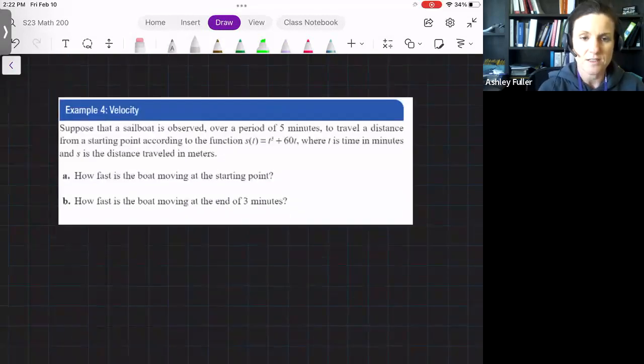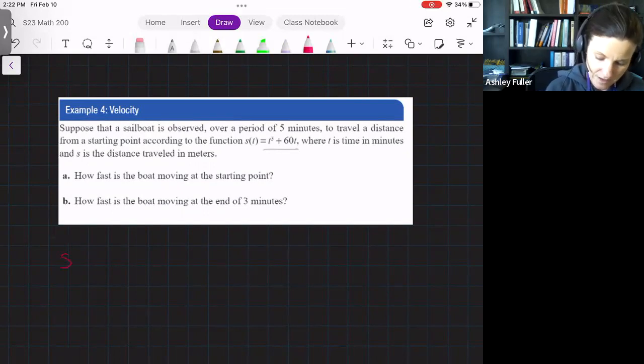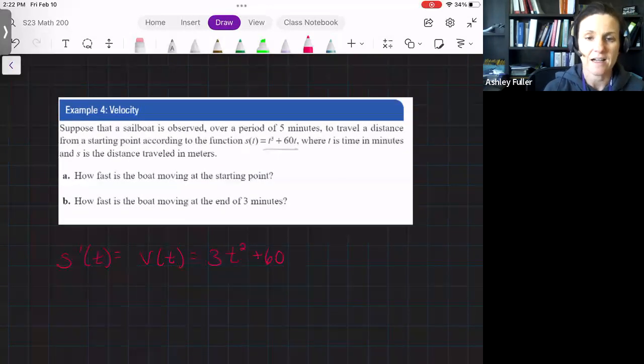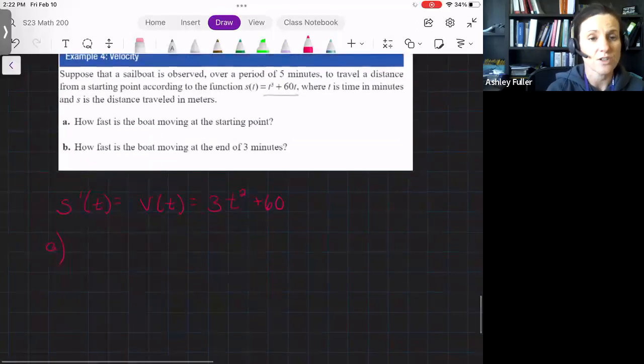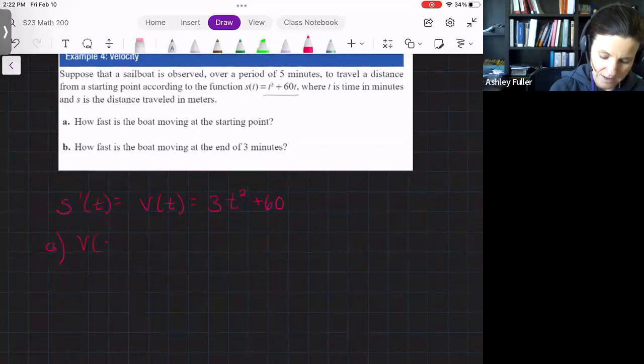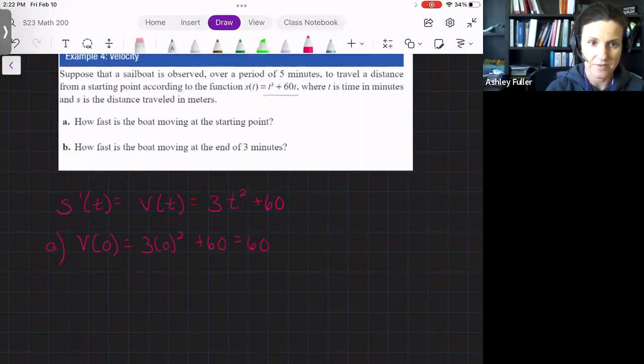If we are given equations such as this, where we have a boat and the distance is described by t to the third plus 60t, then we can use the first derivative, s prime of t, which is equal to the velocity, and in this case would be 3t squared plus 60, to calculate the velocity at any given moment. In A, we're trying to find the velocity at the starting point, which would have a value of 0 for time. Plugging in 0 for t, we get an initial velocity of 60.